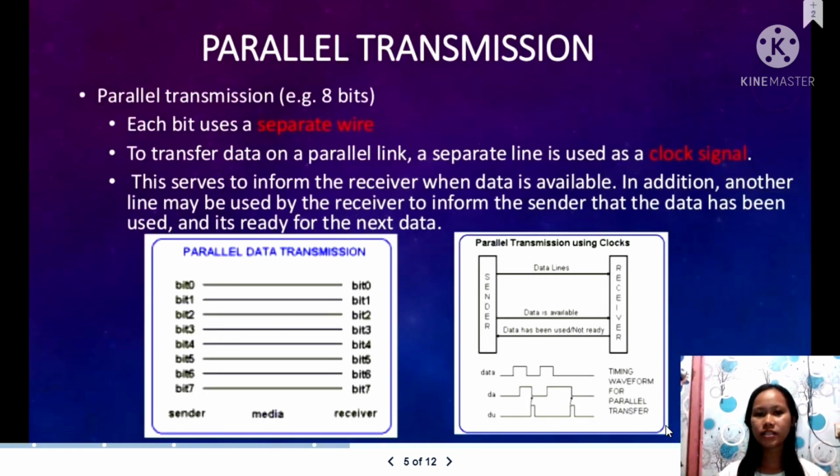So, parallel transmission. It has 8 bits. Each bit uses a separate wire. To transfer data on a parallel link, a separate line is used as a clock signal. This serves to inform the receiver when data is available. In addition, another line may be used by the receiver to inform the sender that the data has been used and is ready for the next data.